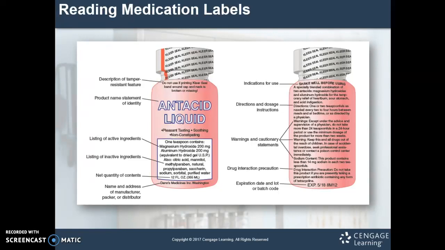Your active ingredients are your drugs that we are looking for to do the correct indication or job. How much quantity there is, so in this case 12 fluid ounces, and the name, address, of the manufacturer, packer, or distributor. On the rest of the bottle or box you might see indications for use, as well as special directions and dosage instructions. There's also going to be warning and cautionary statements, as well as drug interaction precautions. And at the bottom you see an expiration date and a lot.